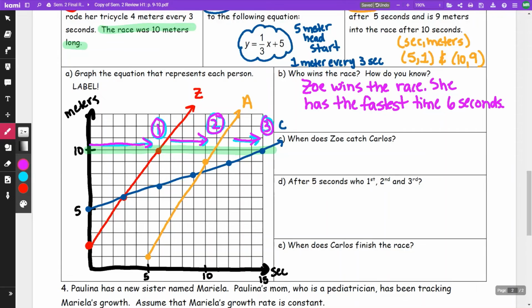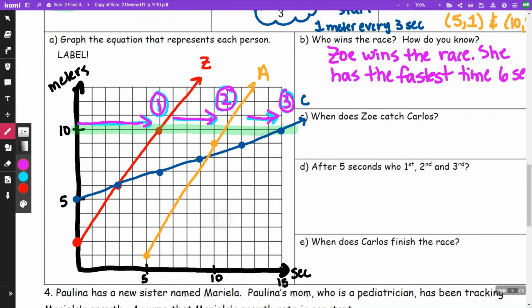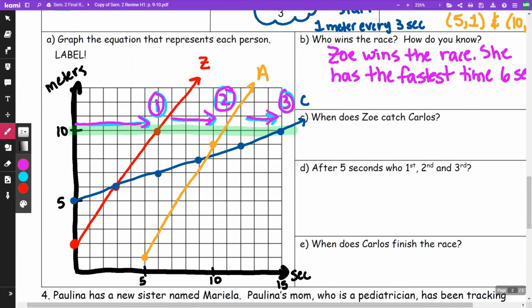When does Zoe catch Carlos? Zoe is red, Carlos is my blue. So Zoe catches Carlos right here, which is 3,6, at 3 seconds. Okay, they want when, not how far.